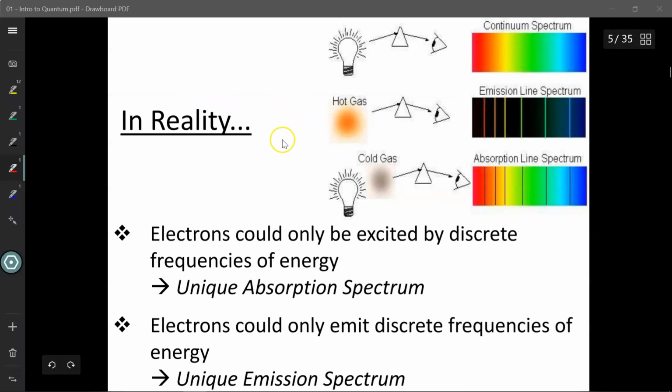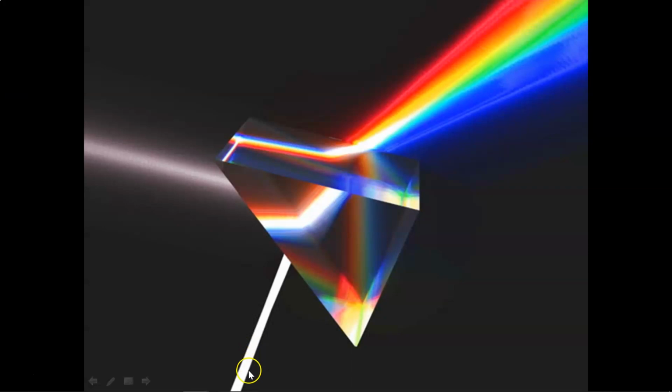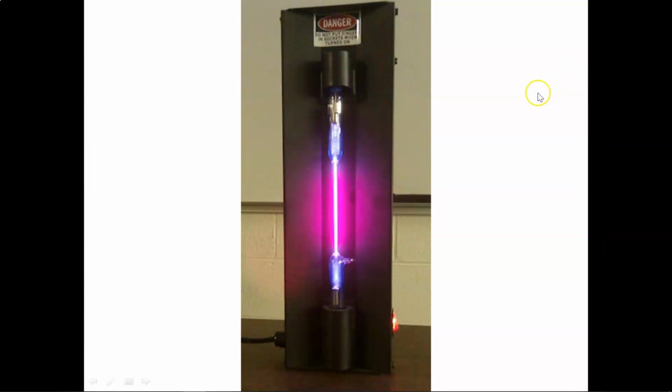To better understand the behavior of electrons, a different experiment was conducted. When we shine a white light through a prism, we get a rainbow effect. But what if we don't use a white light? So this is called a gas discharge tube. Essentially, we put hydrogen gas inside a tube that's been vacuumed out, so there's no other gas inside except for hydrogen, and then we apply an electrical voltage to it. When you apply electrical voltage to it, the hydrogen begins to glow.